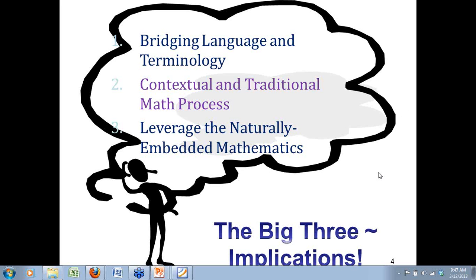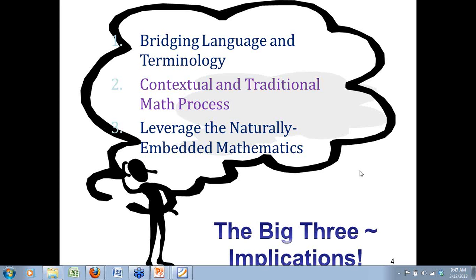I mean, we see it all the time where they come from a math class and they're in a construction class and they don't necessarily make the connection between what they were doing in their geometry class and what they're doing in their construction class. And so the idea of bridging language and terminology is a big understanding that we took away from that work.